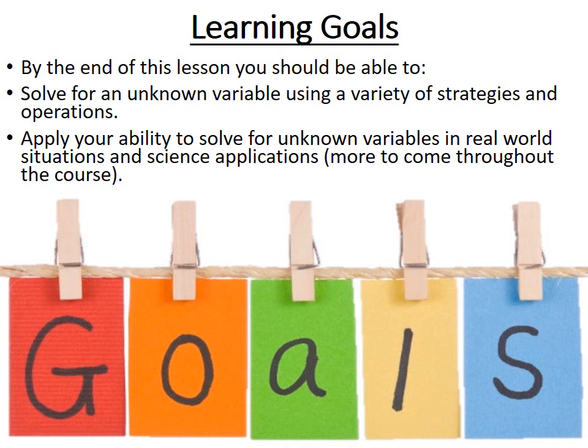Here are your learning goals as per usual. You'll have to know how to solve for an unknown variable using a variety of strategies and operations. And when I say operations, I mean things like add, subtract, divide, multiply. I also mean maybe square or square root. Those are a variety of different operations or things you can do to numbers. And then you'll be able to apply your ability to solve for unknown variables in the real world and in science applications. And there'll be a lot more science applications that we'll see as we move throughout the unit.